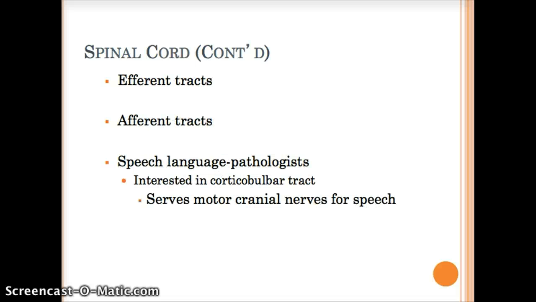What I do want you to know is that efferent tracts transmit data from the brain to the spinal nerves. So when we want to think about moving a muscle, we're using our efferent tracts because they take information from our brain and send it to our spinal nerves. The afferent tracts transmit data about limbs and our trunk up to the higher brain centers.